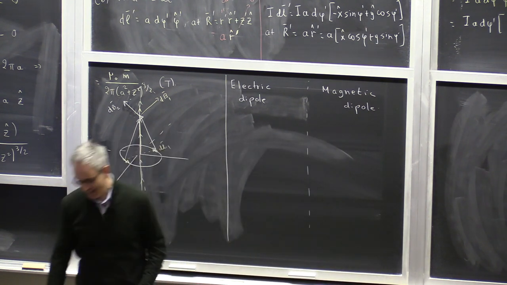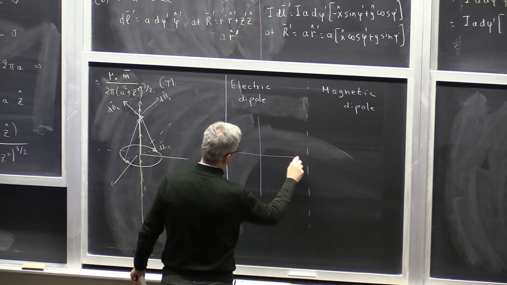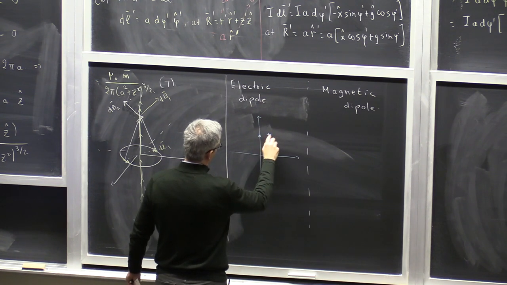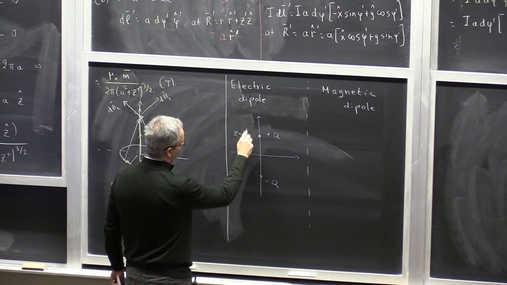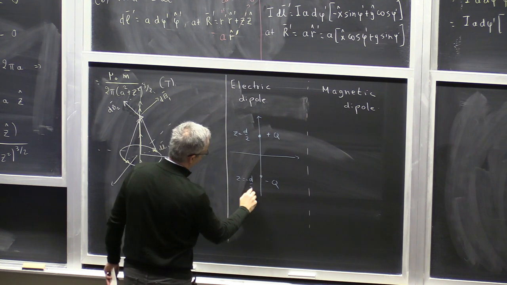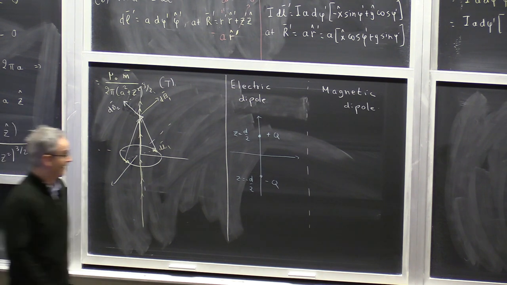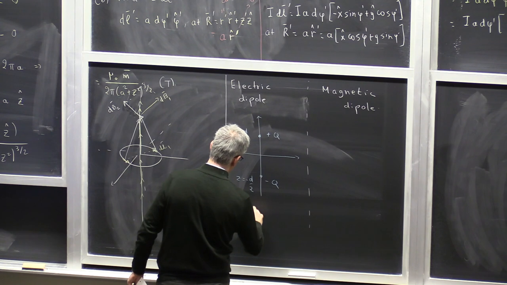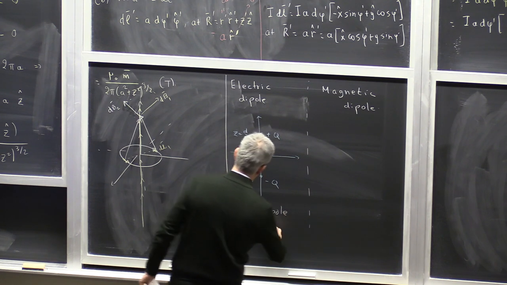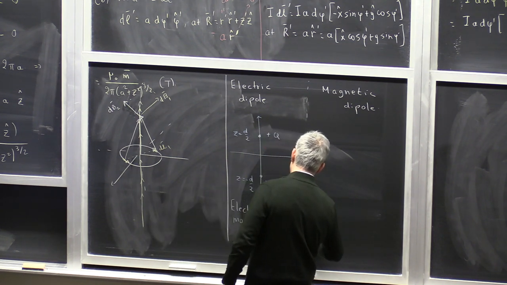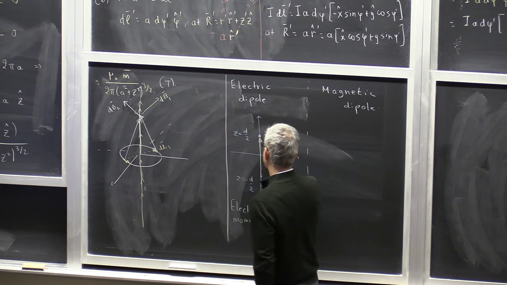So if you remember, the electric dipole is a system of two charges, plus Q and minus Q. The one is at Z equal d over 2, the other at Z equal minus d over 2. In fact, in your lab, you saw the concept of the electric dipole moment. The electric dipole moment was defined as Q times d, where d is a vector that points from the negative charge to the positive charge. So this was p.